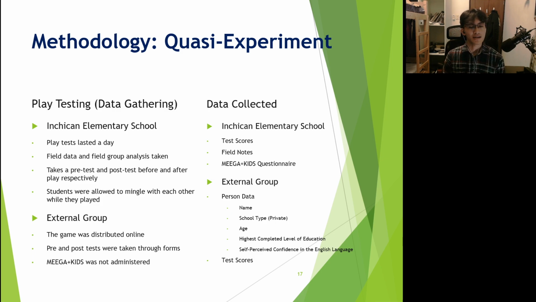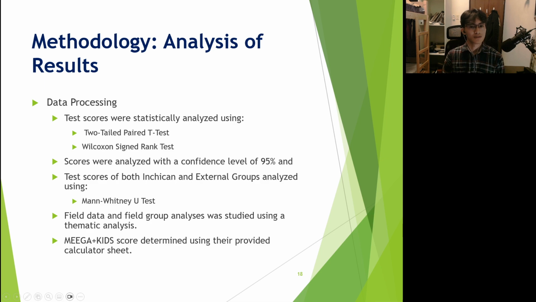And how we analyzed our results. We processed our data through a two-tailed t-test and a Wilcoxon rank test to see if there is a significant mean difference or a significant median difference. And then the difference in scores were then analyzed with a confidence level of 95% on a Mann-Whitney U test as well.